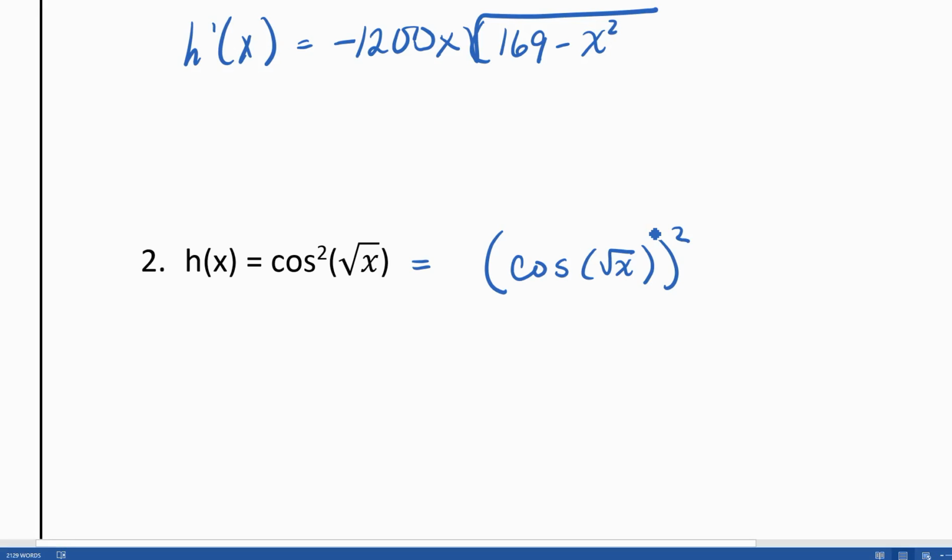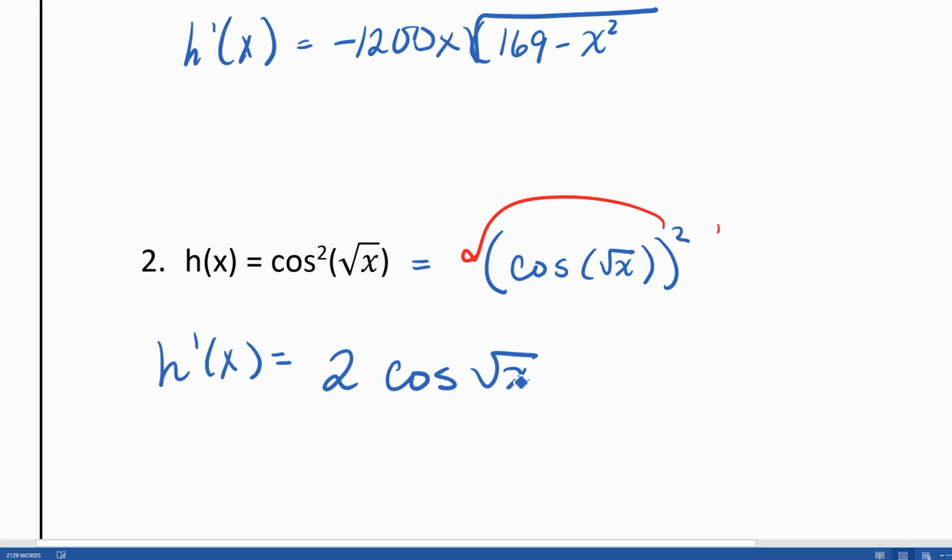So to start from the outside, we're going to bring the squared down and change that power to a 1, okay? So our h prime of x is going to be 2 cosine of the square root of x, this to the first power. Okay, now we need to look at kind of our next level, the cosine of the square root of x. Okay, the outside function there is cosine, so we need to take the derivative of cosine, which is negative sine, and plug in square root of x.